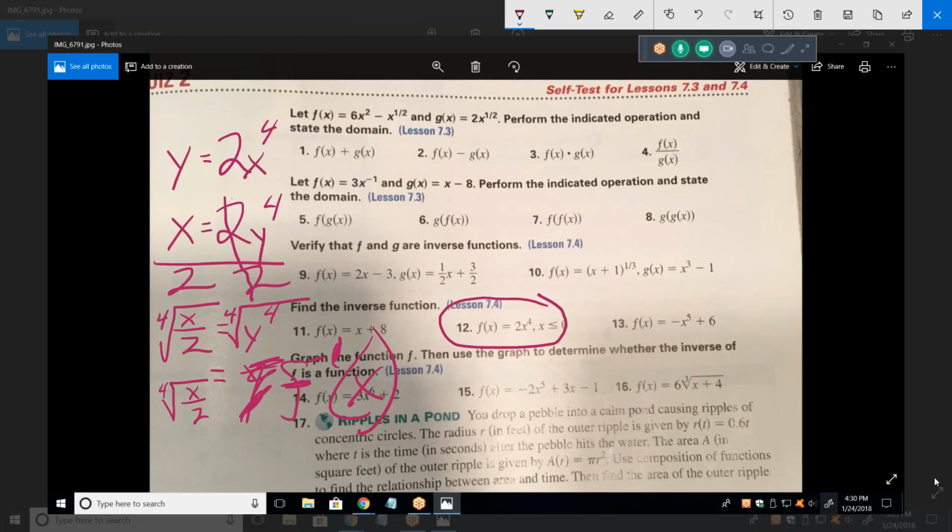Okay. Now, this is an extra little thing to it. And that is that x has to be less than or equal to 0.